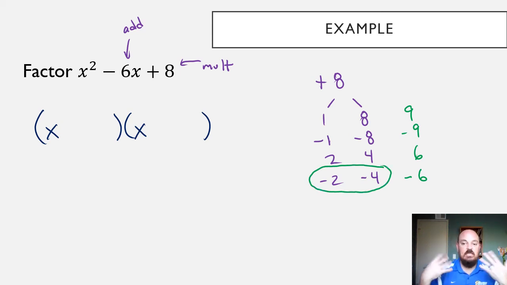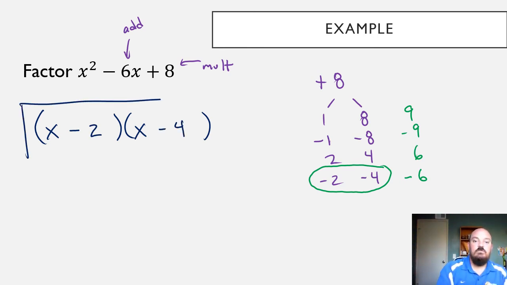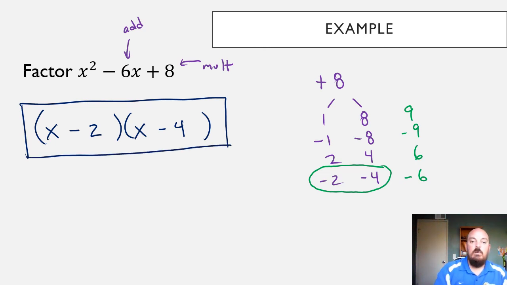Go back, and in either order, it doesn't matter which one comes first, go back to your x's, put a -2 after one of them, and a -4 after the other. And you know that's your final answer. And remember, what you're really saying is we're doing multiplication backwards. You're saying if I did a multiplication problem and did x minus 2 times x minus 4, the answer would be x squared minus 6x plus 8. And that's what we're doing today when we factor.